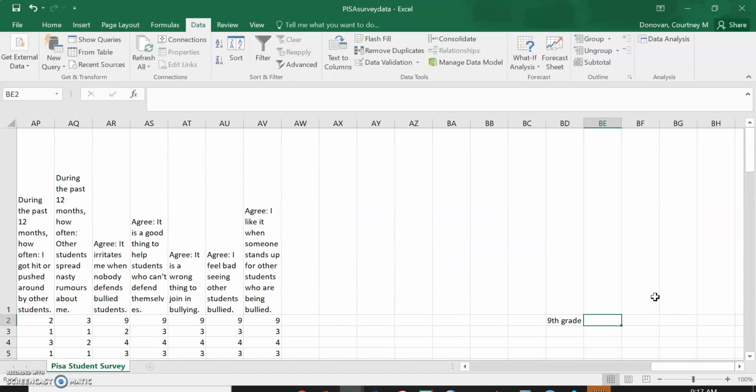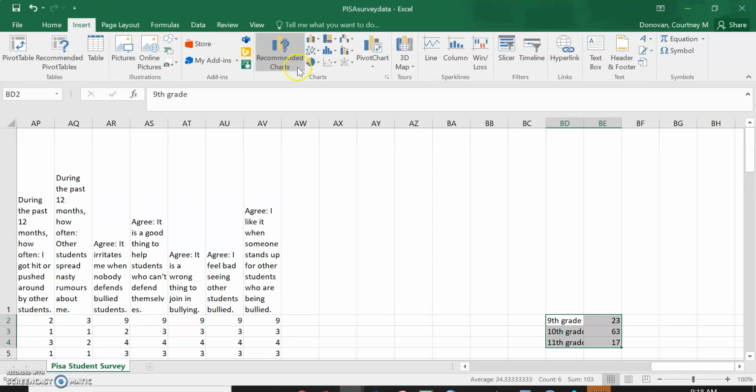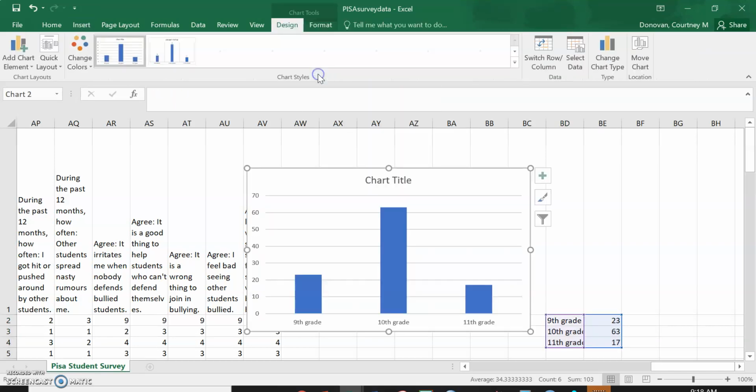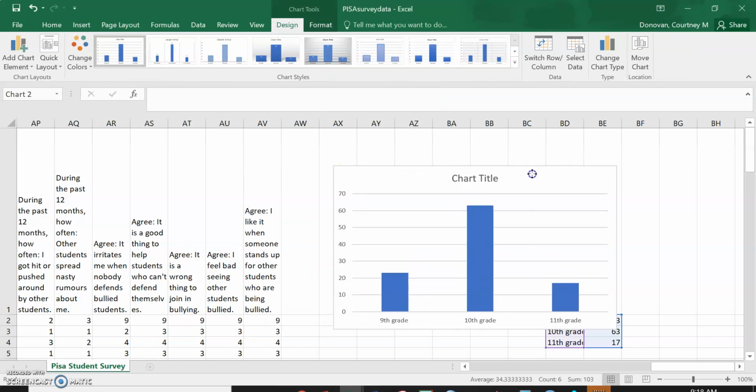So I'm just going to scroll all the way over here, and I'm going to say 9th grade, what was it, 23, 10th grade, 63, and 11th grade. I already forgot, but I think it was like 17. Okay, now that I have this, I can highlight these, go back up to Insert, click on my pie chart or my bar chart, and now I have a much better visual that makes more sense.